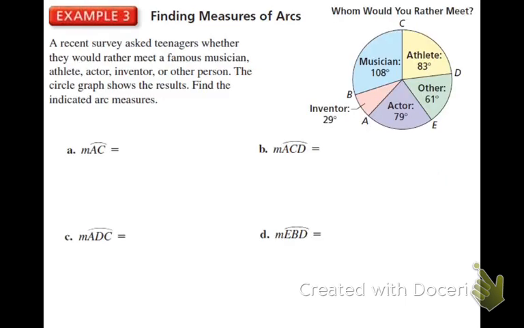A recent survey asked teenagers whether they would rather meet a famous musician, athlete, actor, inventor, or other person.